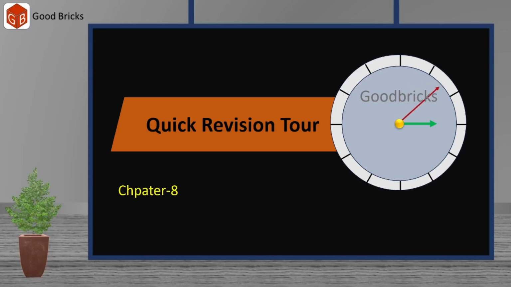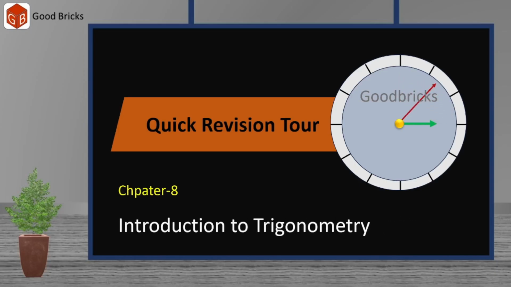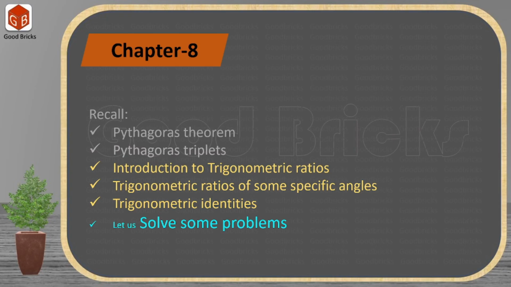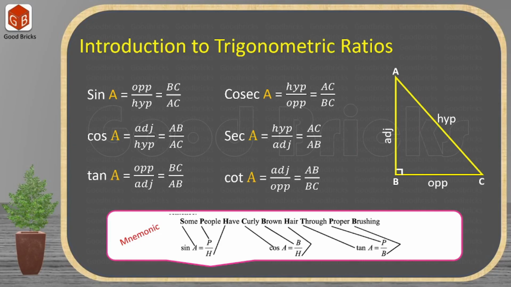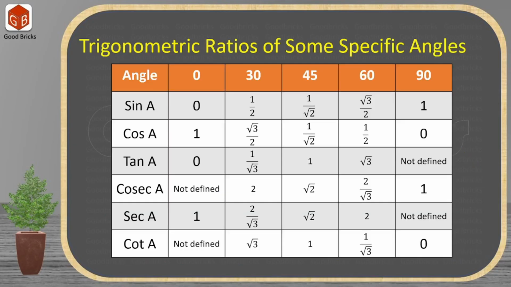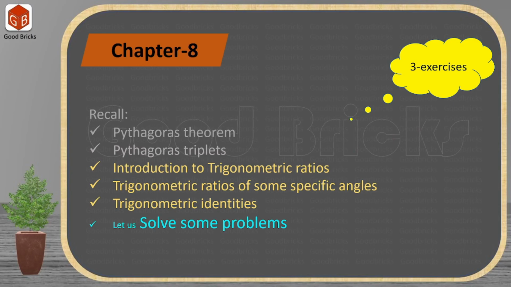As part of quick revision tour, we are going to discuss Introduction to Trigonometry in this video. In this chapter, we are going to discuss Pythagoras triplets, introduction to trigonometric ratios of some specific angles, and trigonometric identities. These are the topics which we are going to cover, as well as we are going to solve some problems based on all these key concepts.